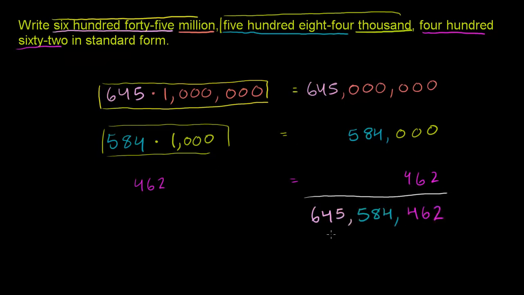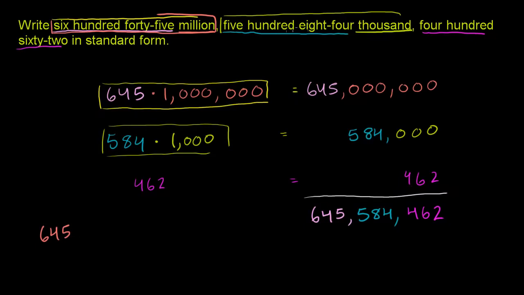Now, I said it'll become a little bit of second nature to you in a little bit. And the way to think about that, the easiest way, is millions will have 6 zeros behind them. Thousands will have 3 zeros behind them. And just regular numbers have no zeros behind them. So what you can do when you want to learn second nature, you'll just look at the 645 million. So you'll write 645, and you'll keep in the back of your mind that you're going to have 6 more digits to the right of this.